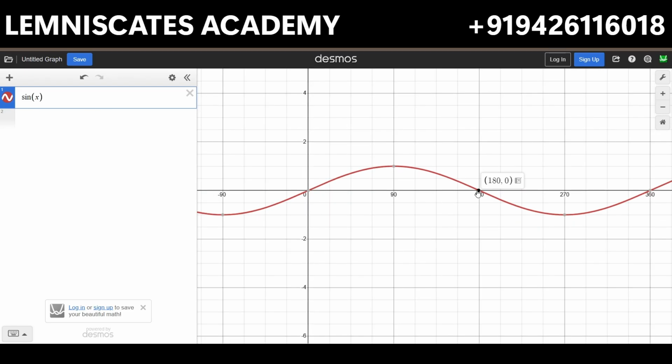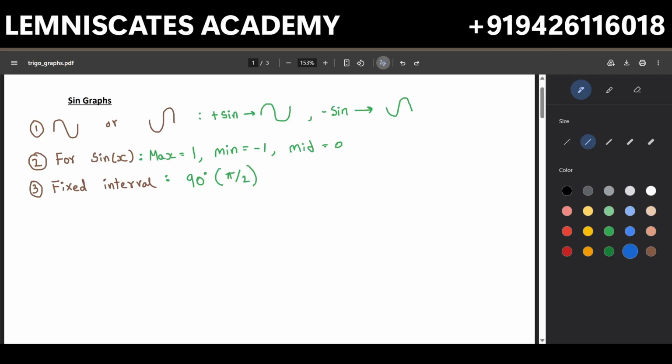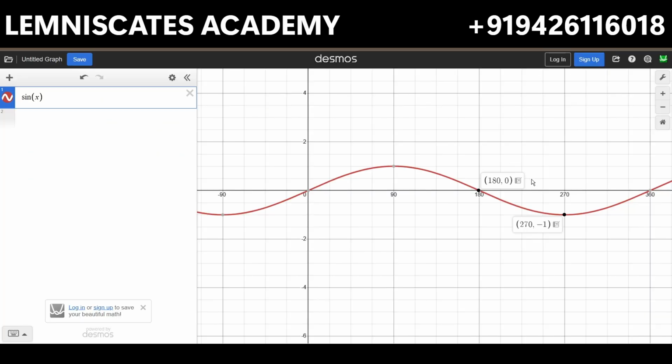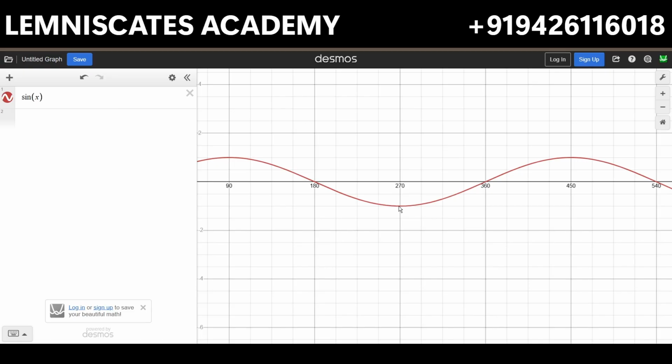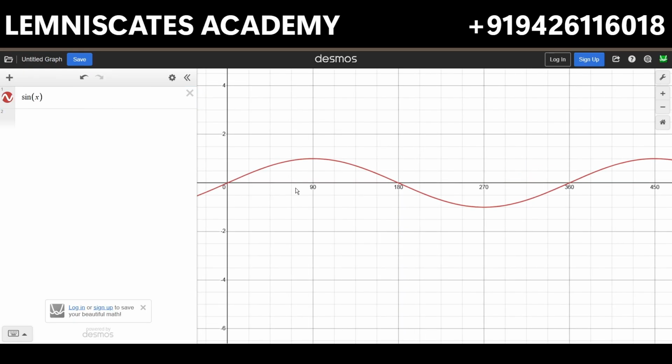So after this, at 270, if you do 180 plus 90, you get 270. So at 270, you get a minimum value of sin x, which is minus 1. Remember, I mentioned all these values over here. Middle value is 0, minimum is minus 1, maximum is positive 1. And then again from the minimum, it goes to the middle value of 0. And after every 90 degrees, this shift is happening. This is very important for us to keep in mind.